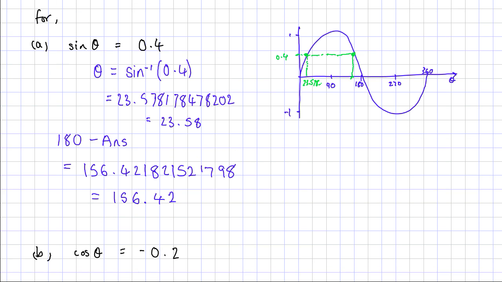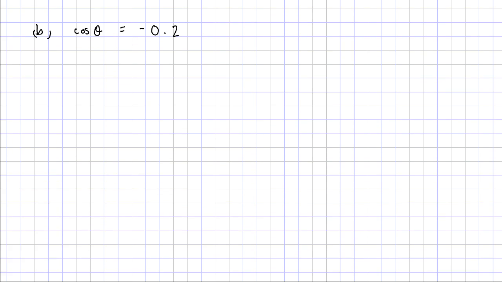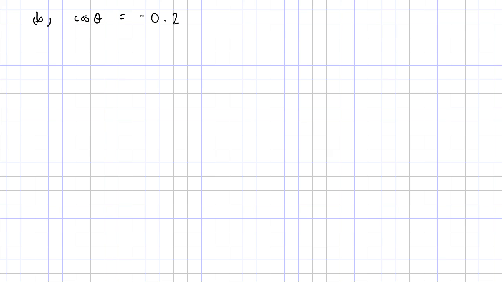Okay, so let's go to the next question. This time I need to find cos theta is equal to -0.2. Again, the first thing I'm going to do is take the inverse of cos on both sides. So I'm going to get theta is equal to the inverse of cos of -0.2, and this is when I can just put this into a calculator.